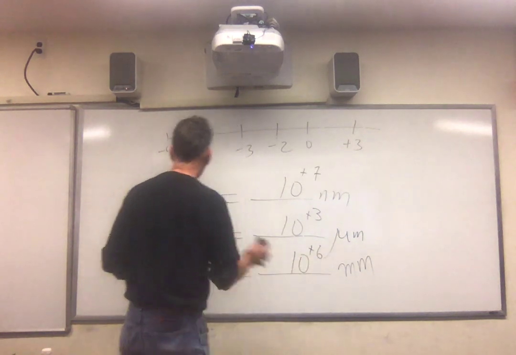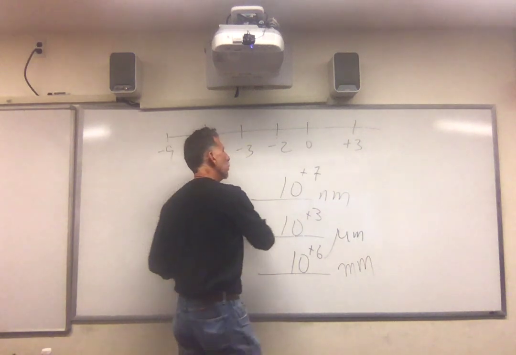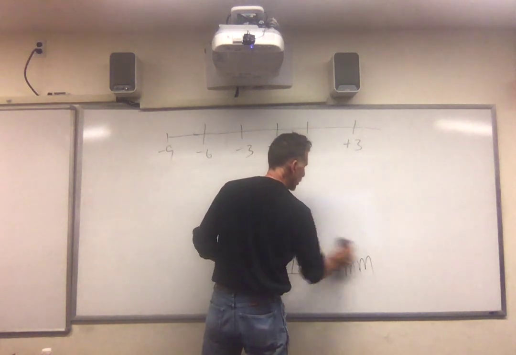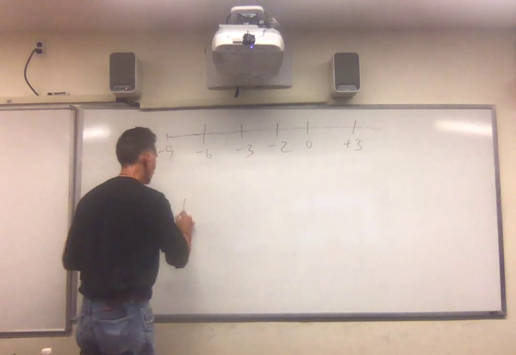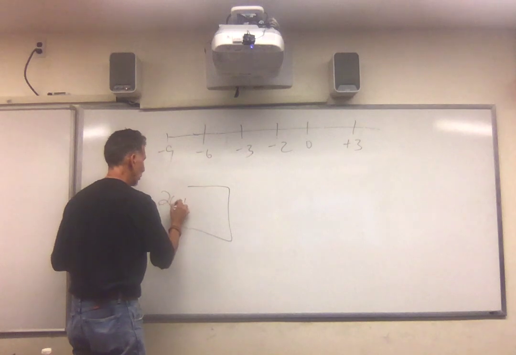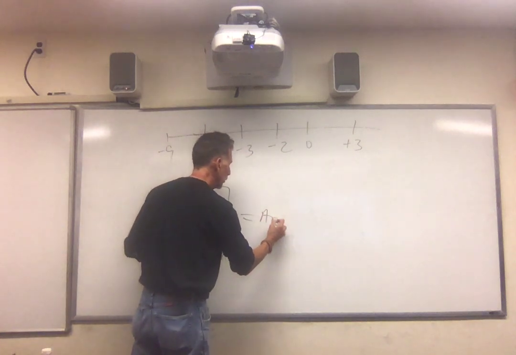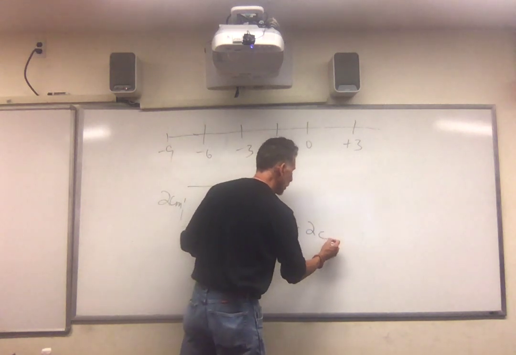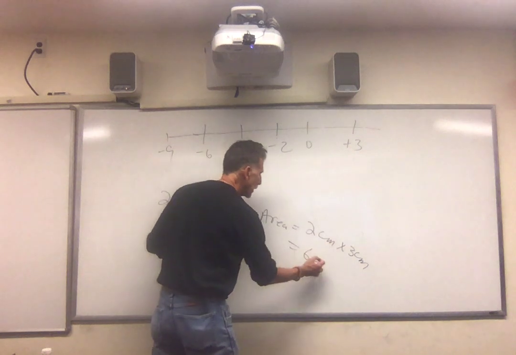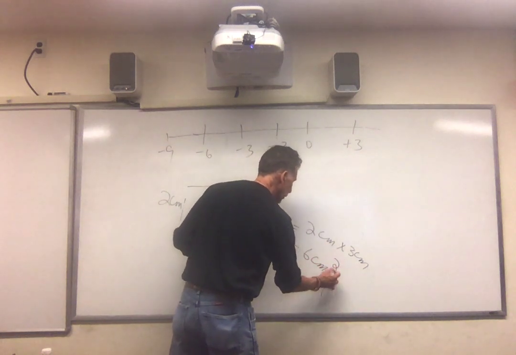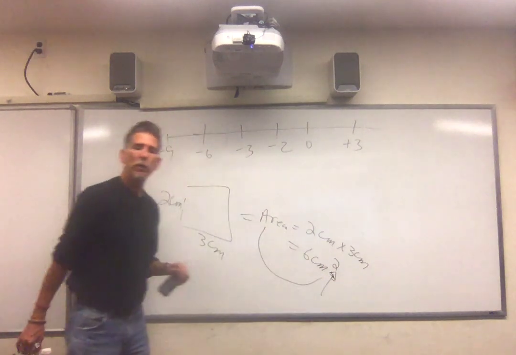All right, let's get a little harder. Let's do 2 dimensions. 2 dimensions measures an area. So if you have something that's 2 centimeters by 3 centimeters, we would say the area is 2 centimeters times 3 centimeters is 6 centimeters squared. Does everybody see the square? Squared means area. Squared, second power.